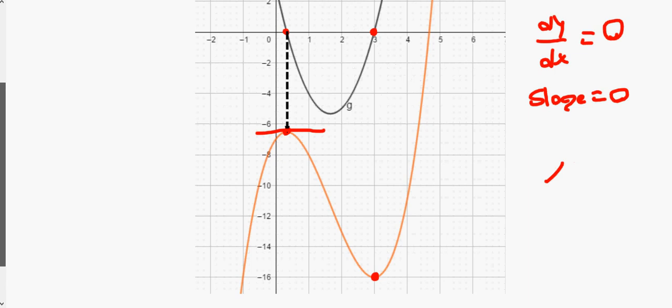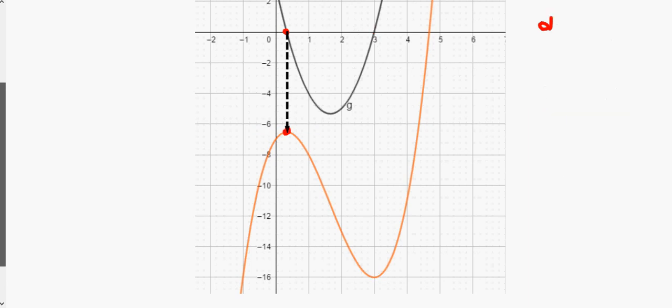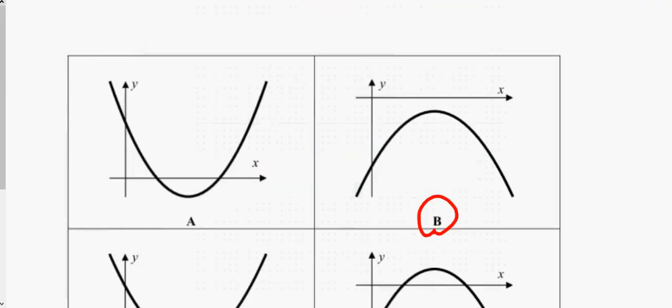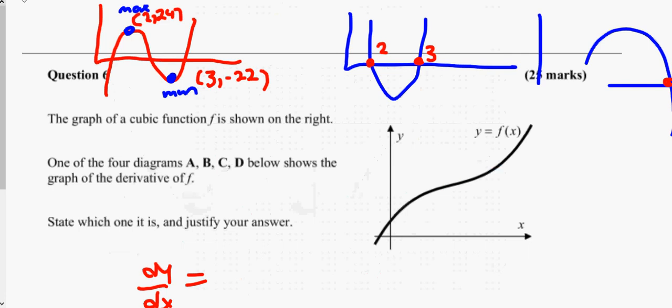So can somebody repeat that one more time? If there's a maximum and minimum of a curve, what happens when you graph the derivative? The x values where it crosses the x-axis will be the same as the x values of the maximum and minimum of the original function.